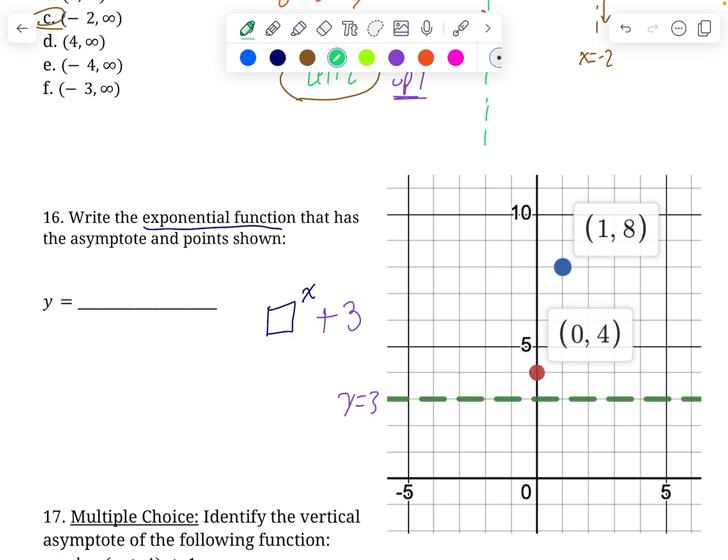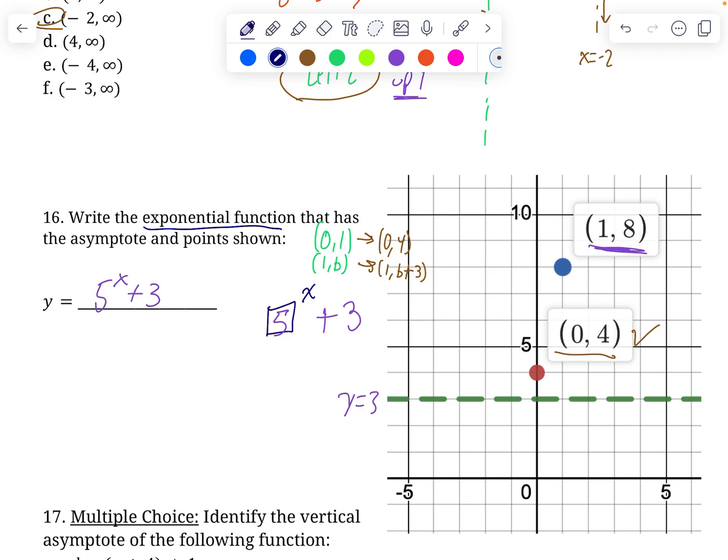What are the normal key points for an exponential? Well, there's 0, 1, and 1, b. But that got moved up 3. So the 0, 1, for whatever exponential it is, would change into 0, 4 when it got moved up 3. All right, cool. That checks out at this point. And the 1, b would get changed into 1, b plus 3. Well, wait a second. The other point is 1, 8. So if 8 is b plus 3, then b must be 5. This is a 5 to the x plus 3 graph.